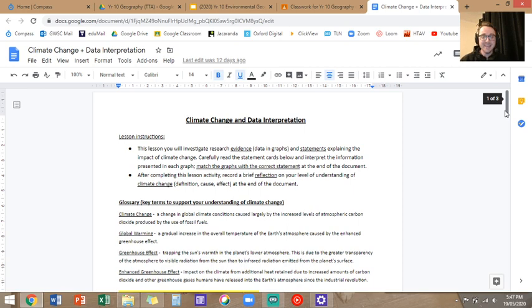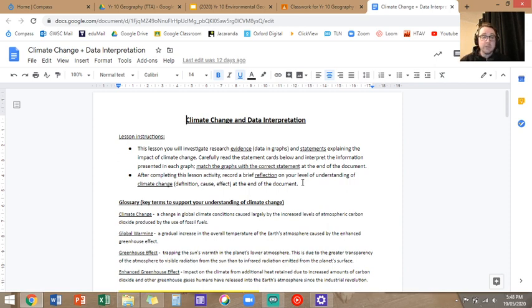It's basically some graphs, some images of climate change data, and you have to connect the dots, because I'll be giving you 4 graphs, and then I'll be giving you 4 statements, 4 little mini paragraphs of information about climate change, and you just have to connect. This one is talking about this graph, and this one is talking about this graph. So read through the statement cards below and interpret the information presented in each graph. After completing the activity, record a brief reflection on your level of understanding of climate change.